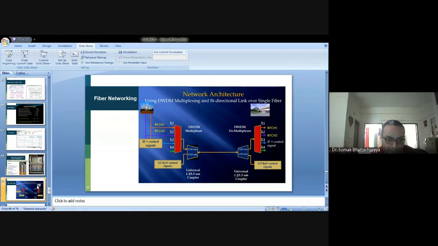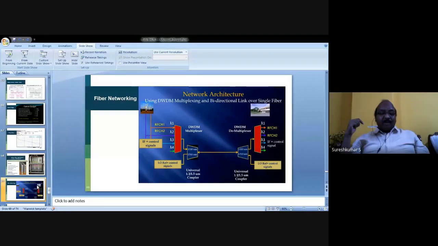Sir, here in this slide I got an interesting question. What is lambda 4 in the network architecture slide? Lambda 4 is a fourth wavelength. Basically, these wavelengths are mentioned in frequencies. 193.0 terahertz is one wavelength, then 193.2, 193.4, 193.6. These are the wavelengths in frequencies for this GMRT. The fourth wavelength is reserved for RFI monitoring purpose.